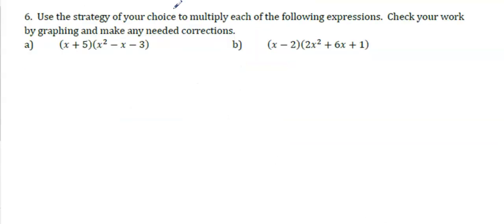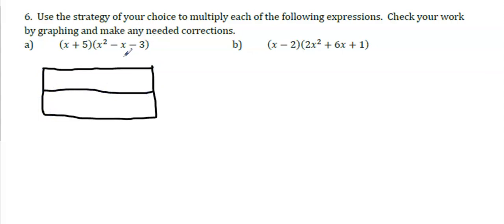Now let's look at a couple of examples for how to multiply polynomials. For 6a, I'm going to use something called the box method, which is similar to the algebra tiles and area models that we just went over. First, I'm going to start by drawing my box. Since I have 2 terms, I'm going to make sure that my box has 2 rows. And then my second polynomial expression has 3 terms, so I'm going to make sure that I have 3 columns. I'm going to put x plus 5, and then x squared minus x minus 3.